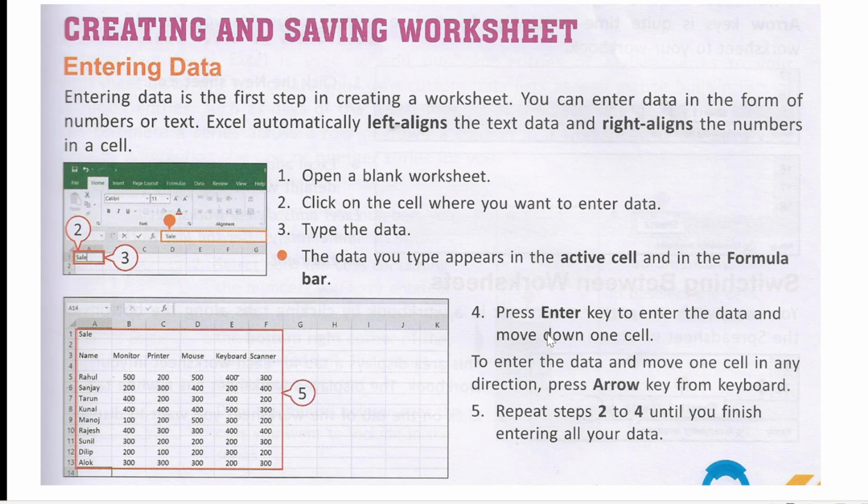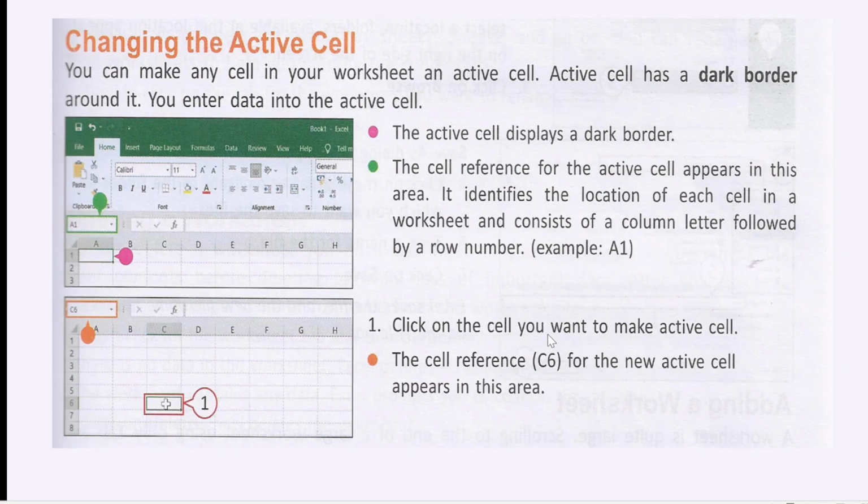Click on the cell you want to make the active cell. The cell reference C6, as you can see here, is column C and row 6. So this became C6 for the new active cell. It appears in this area.